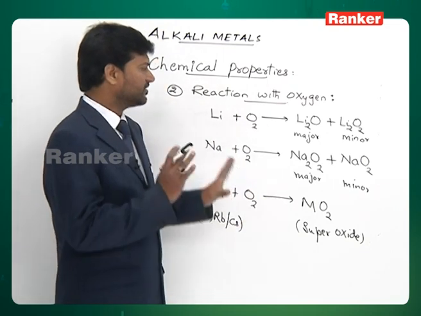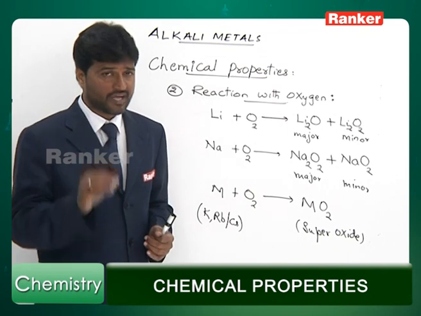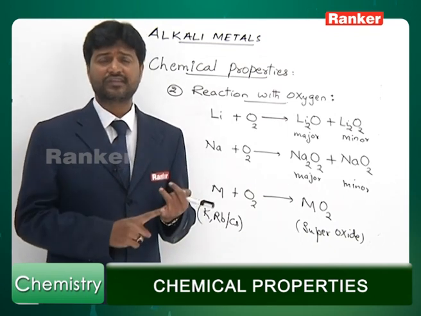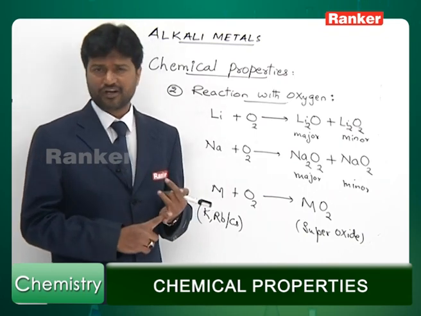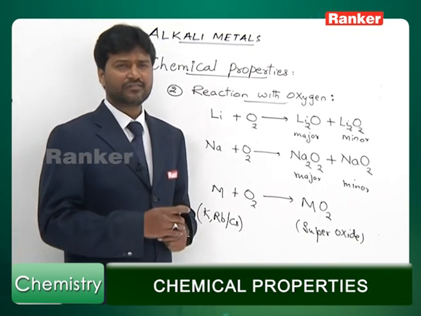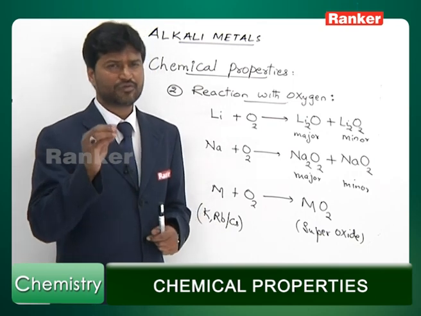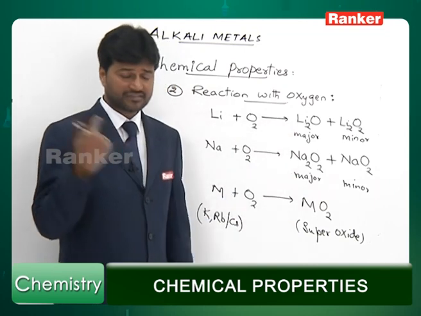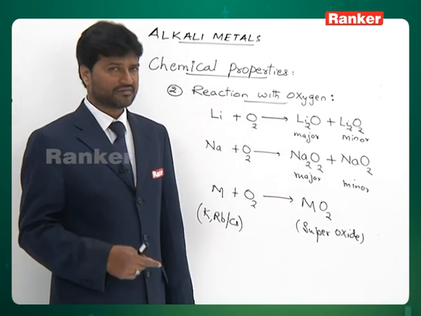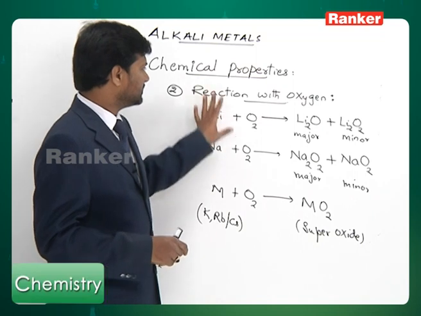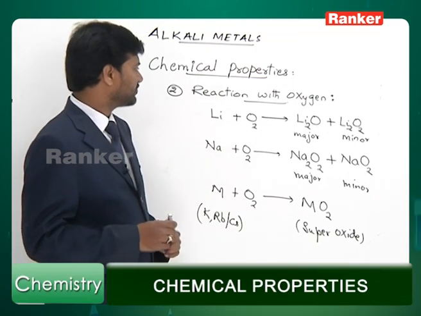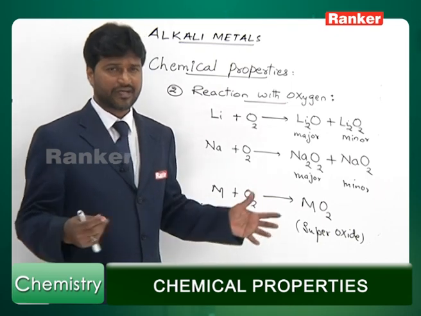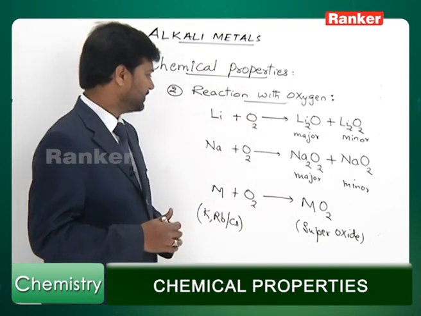For the time being, just remember that there are 3 possible products: normal oxide, peroxide and superoxide. Lithium mostly gives normal oxide, sodium mostly gives peroxide, and others mostly give superoxides. Others means potassium, rubidium and cesium. Now, why such a thing happens, we will be discussing in the next section under chemical properties of compounds. So, this is regarding reaction of alkali metals with oxygen. The various alkali metals react in a different manner. You can see the reactions here.